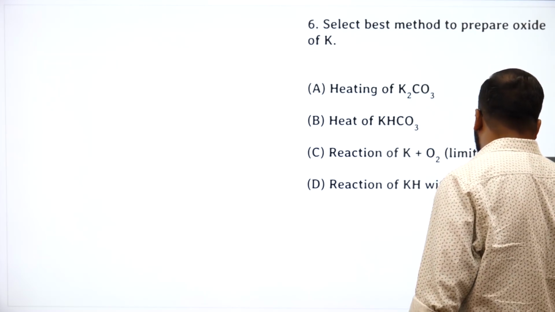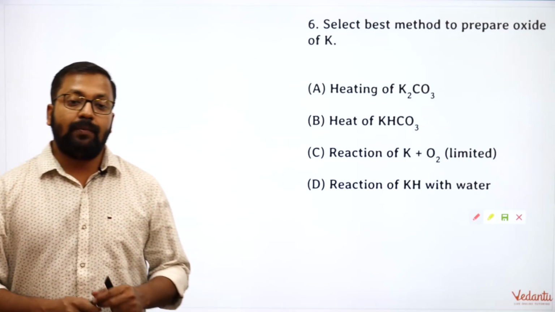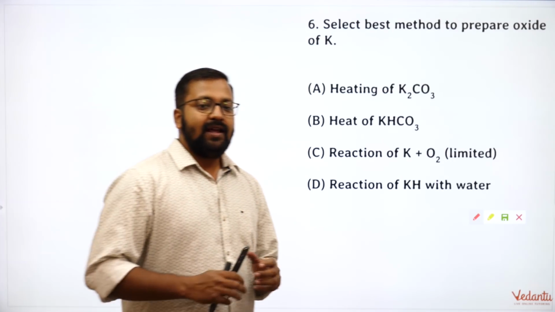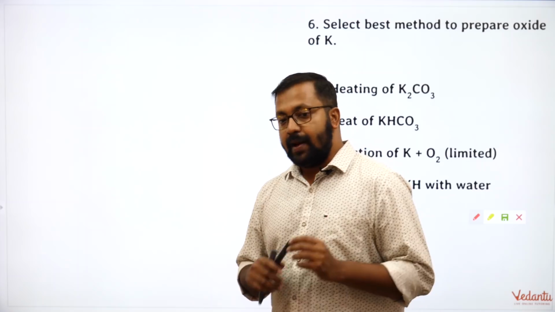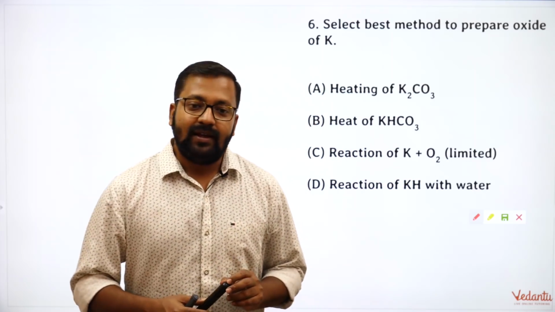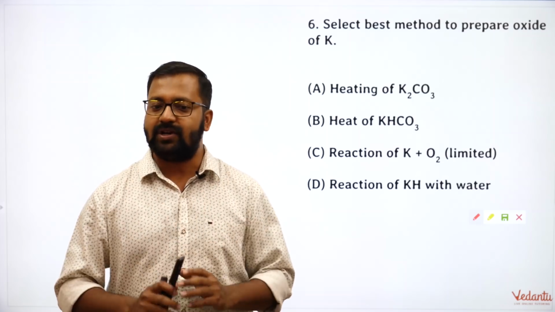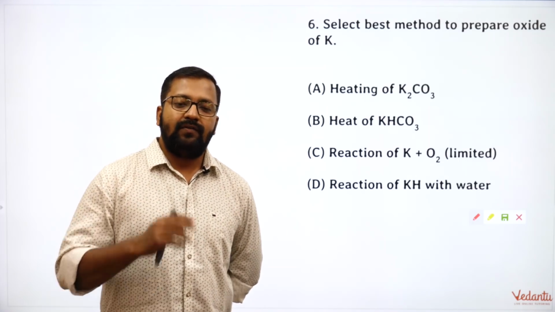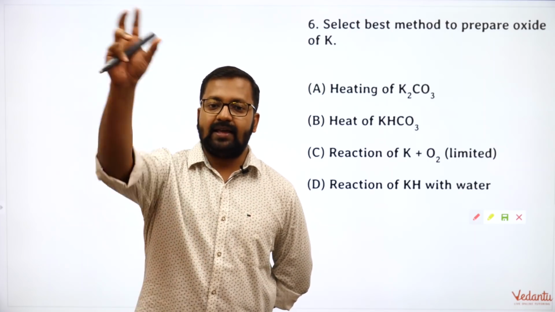Select the best method to prepare oxide of potassium. I need to prepare an oxide of potassium. Now you must have read in alkali metals that the tendency to form oxide is maximum with lithium. Lithium will form oxide because oxygen has a high degree of negative charge. O2 minus रहता है.